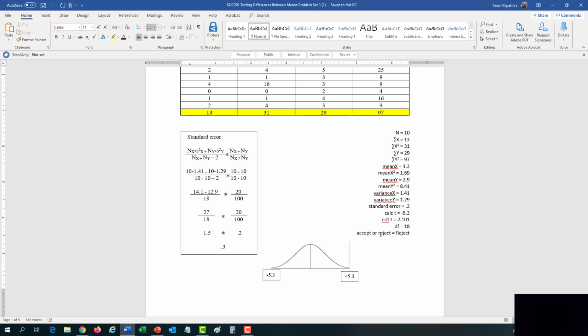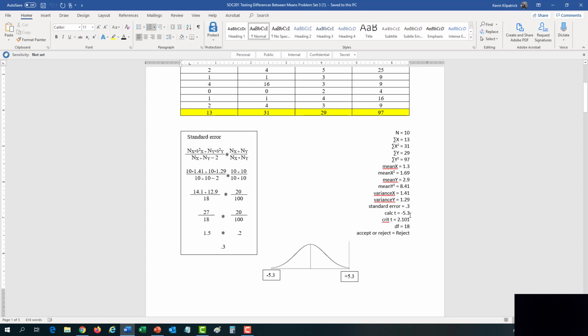The rule for accepting or rejecting is that if the calculated t is greater than the critical t, then you reject. But look, isn't a negative 5.3 less than a positive 2.101? And the answer is yes. So, immediately you would think that you would accept the null hypothesis because this number is less than this number.